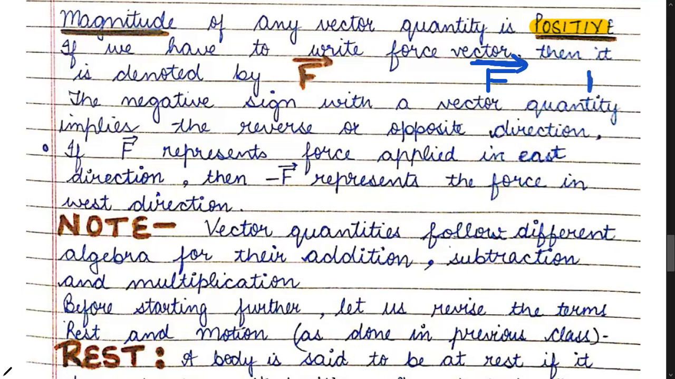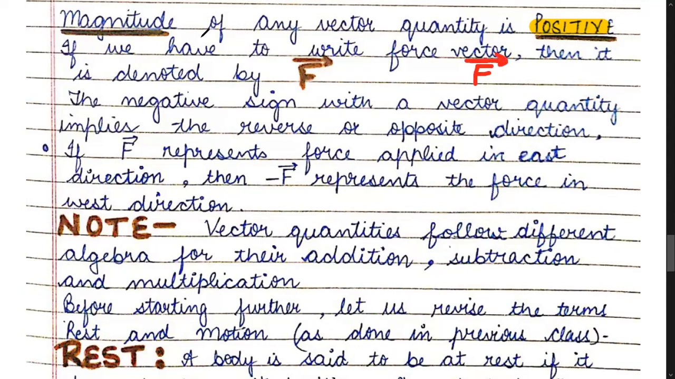You cannot write F with an opposite arrow, or an arrow placed at the bottom, or parallel upward or downward. These are all incorrect methods. When you have to put a vector sign, you write the quantity, suppose force, and then you put an arrow at the top of it.